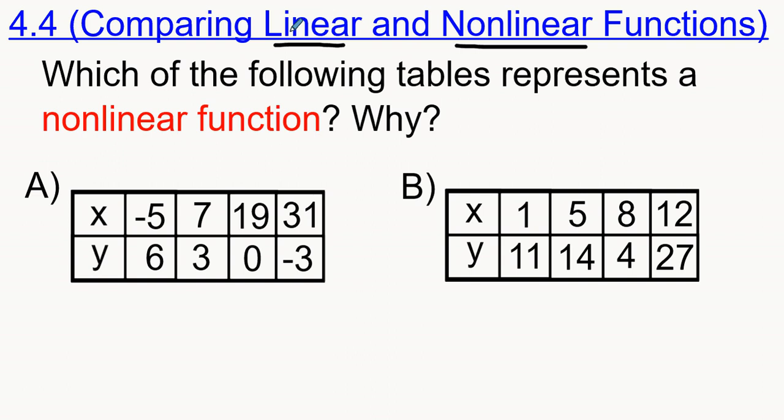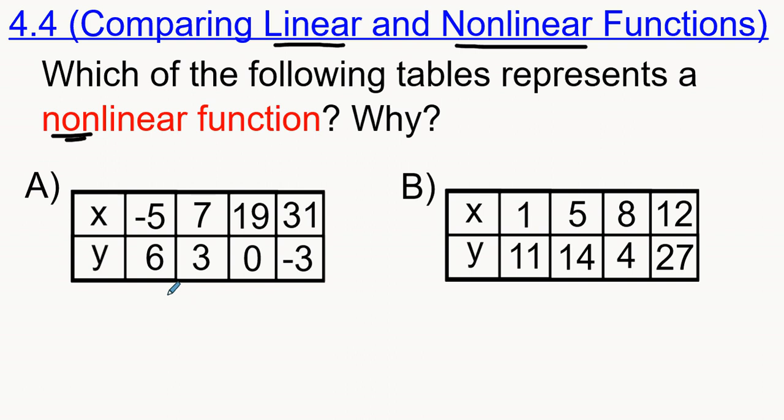So if we're going to have a constant slope, then it's linear. If we don't have a constant slope, then it's nonlinear. So which one of these represents a non-linear function? Well, that question is really saying which one of these tables does not have a constant slope. So hopefully you remember from class how to find a slope from a table.